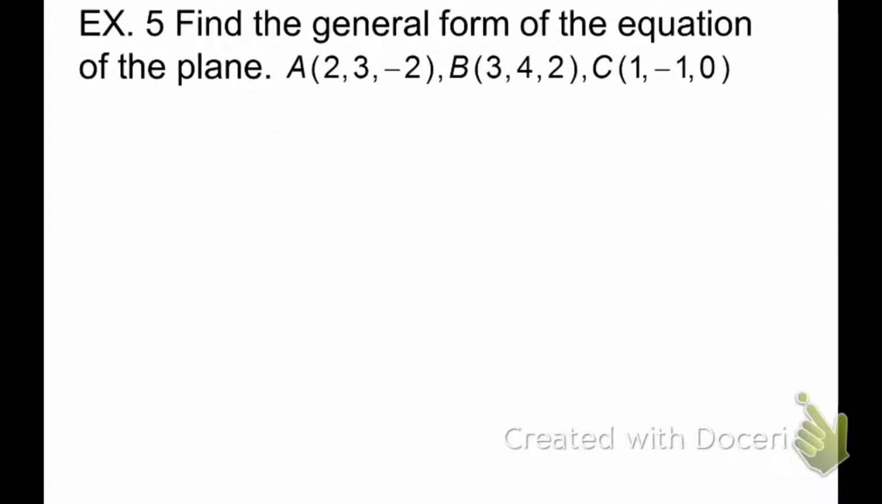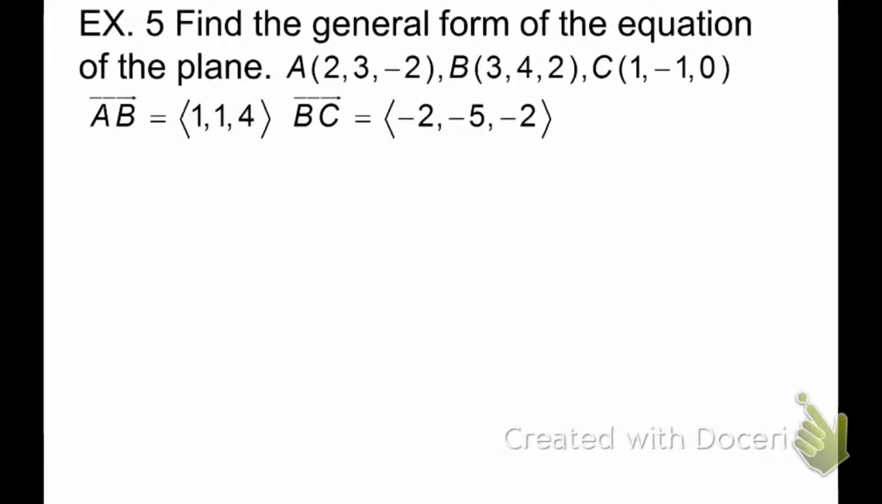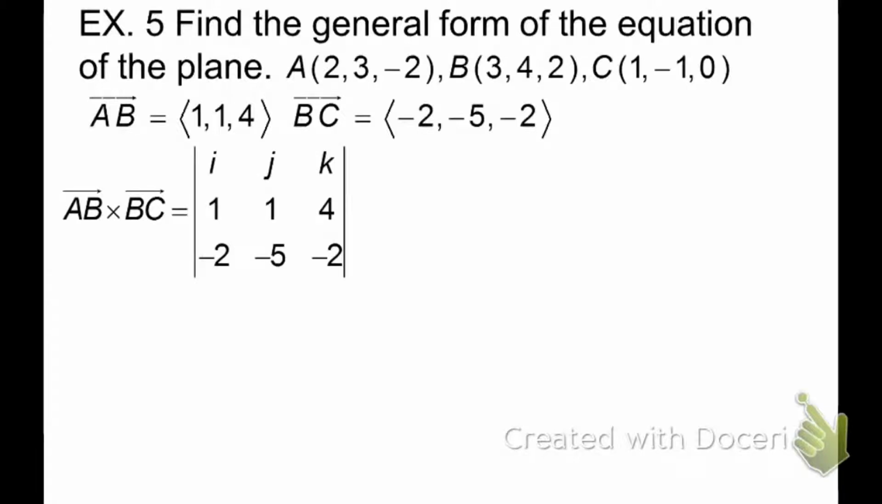Okay, number 5 is the same question, but this time they give us 3 points that are on the plane. So from those 3 points, I'm going to create 2 vectors, vector AB and vector BC. Now these are just 2 vectors that are somewhere on this plane. I need what's called a normal vector. So the normal vector you get by doing the cross product of these 2 vectors like we did last week.